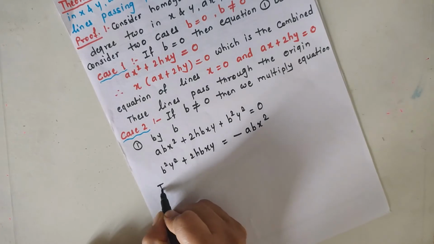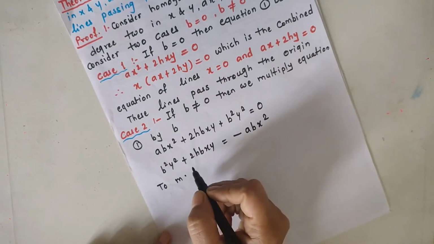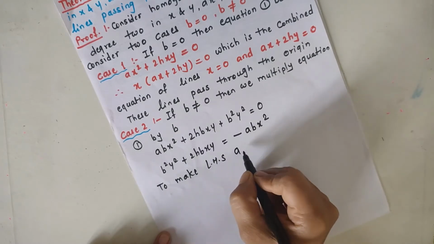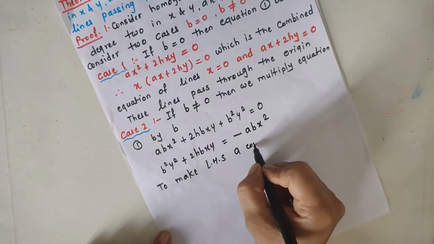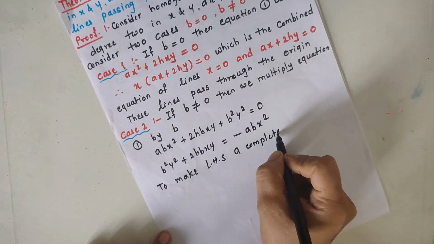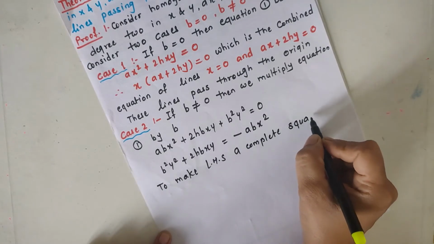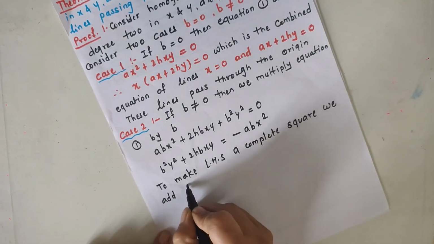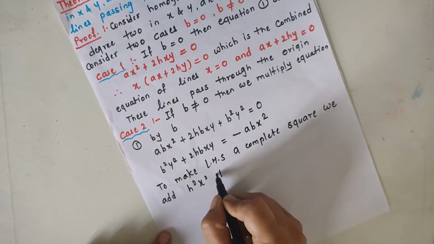Now to make the LHS a complete square, we add the term h square x square to both sides.